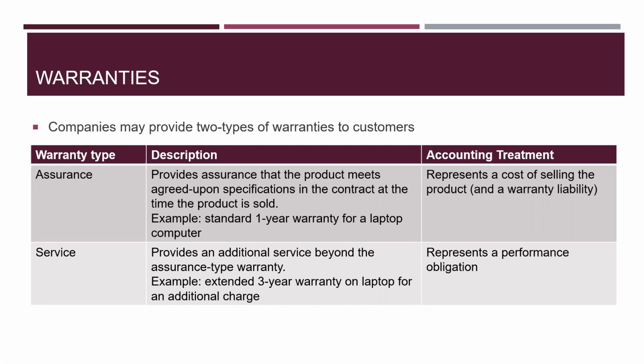But the service type warranty is where the company sells a separate product, such as your extended 3 year warranty on a laptop for an additional charge. In that case, you would end up seeing two different performance obligations. One is the laptop with the 1 year warranty, and second is the 3 year additional warranty at additional cost if you did purchase that. So that would be the second performance obligation.